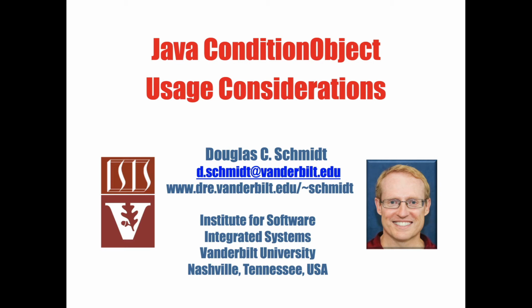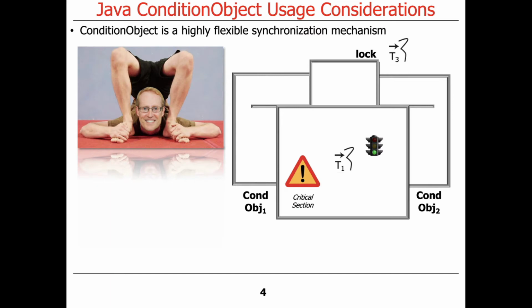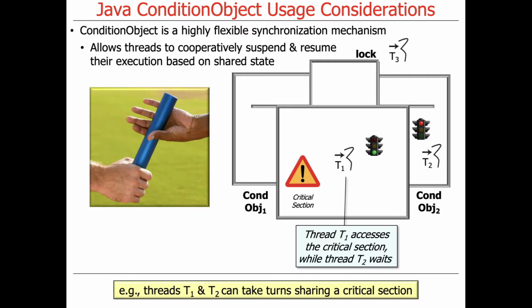The last thing we're going to do today is talk about some usage considerations to keep in mind when you are contemplating applying Java ConditionObject. So the first thing to note, Java ConditionObject is a highly flexible synchronization mechanism. It allows threads to cooperatively suspend and resume their execution based on shared mutable state. For example, you can take turns sharing a critical section, as we've seen with examples of putting things in and out of the queue, taking things from the array blocking queue.